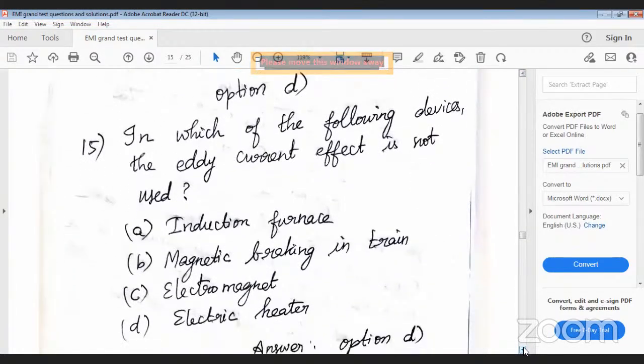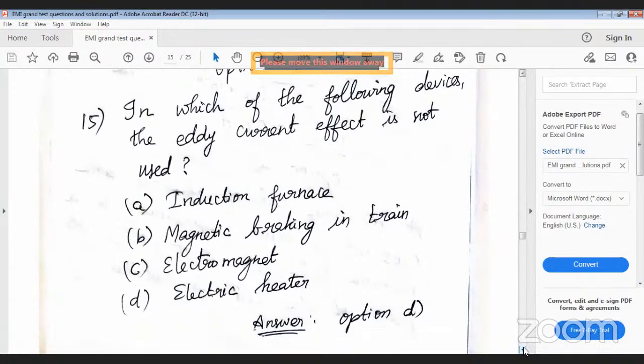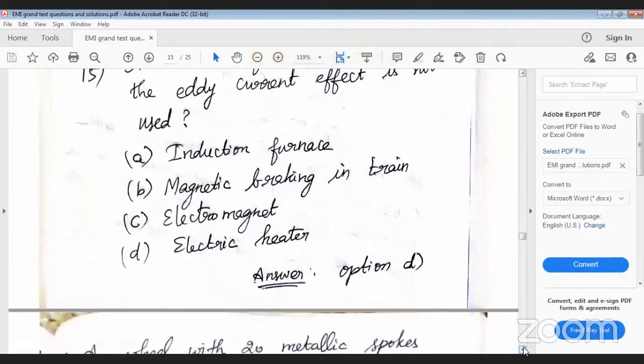The next question is question number 15. It is a memory based question. Once you are thorough with the theory concepts and the applications of eddy current, you can easily find out the answer. That is, in which of the following devices the eddy current effect is not used? You have 4 options: induction furnace, magnetic braking, electromagnet, and electric heater. So among all these options, where the eddy current is not used, that is option D, that is electric heater. So this is question number 15.